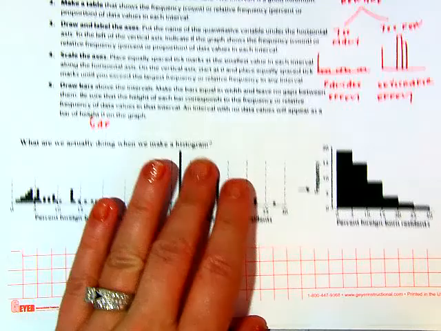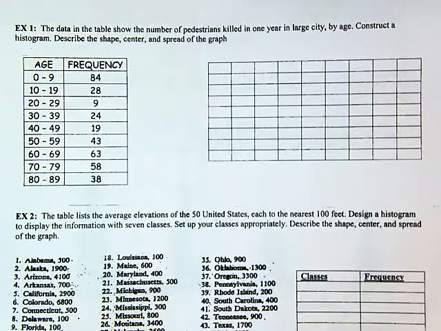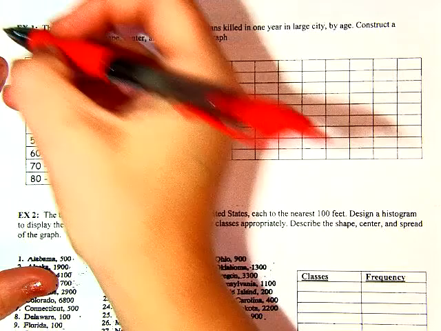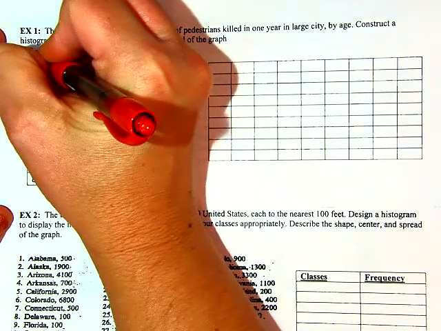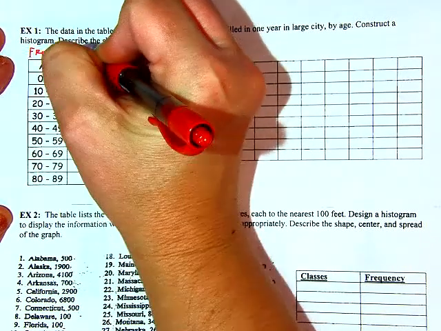All right, let's make one. So flip it over on the back side. We are going to make a histogram. What I'm giving you already is a frequency table. So let me write that out right here. This is a frequency table.